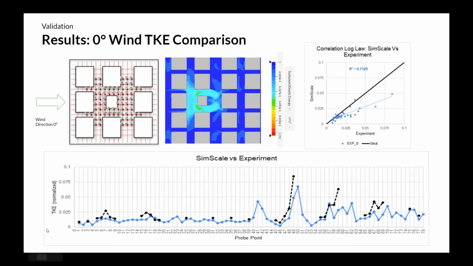On the bottom, you see the comparison of SimScale results in blue to the wind tunnel results in black. What we can see is that we follow nicely the trends of the turbulent kinetic energy. We are also in line with capturing the peak points where the highest turbulent kinetic energy is happening, which validates that the methodology that we are applying, basically combining the modeled and the resolved part of the turbulence, is valid.